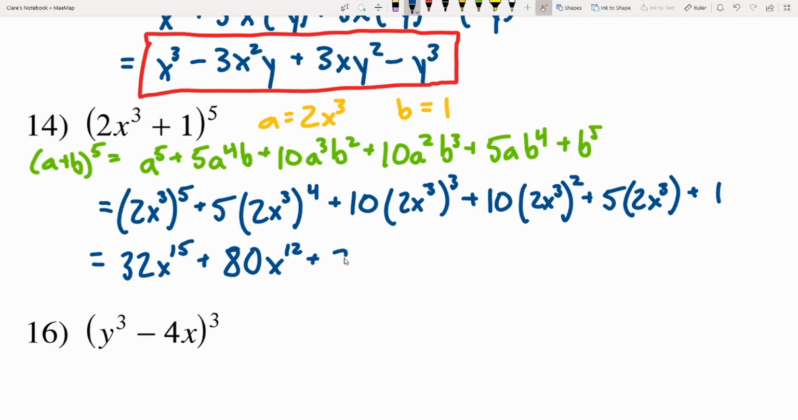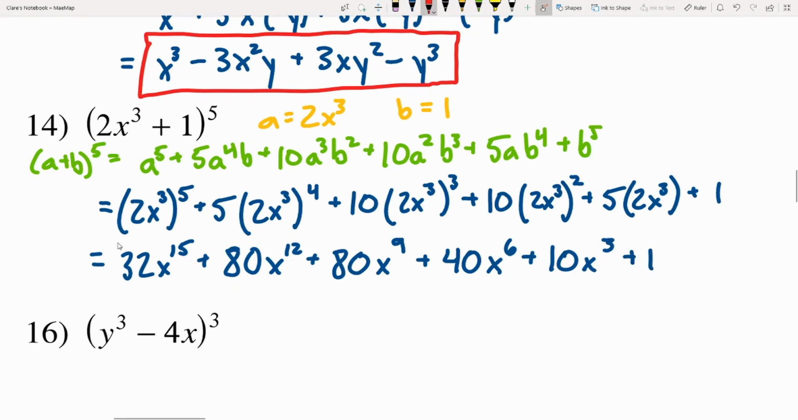2 cubed is 8. So again, I'm going to have 80, and this will be x to the 3 times 3, which is x to the 9th, plus 2 squared is 4. So this will be 10 times 4, which is 40, x to the 3 times 2, which is x to the 6th, plus 10x cubed plus 1.